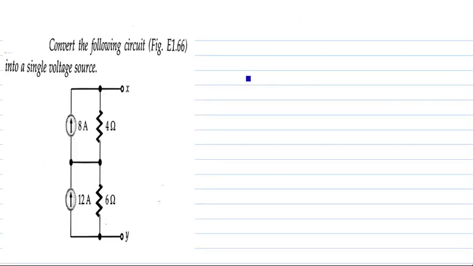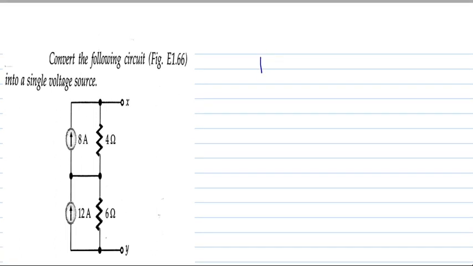Question says here, convert the following circuit into a single voltage source. So here we are having two current sources, and we will convert these two current sources individually into two voltage sources. Then finally we will convert that into a single voltage source. So let's begin. So first of all, convert this 8 ampere and 4 ohm into a voltage source.